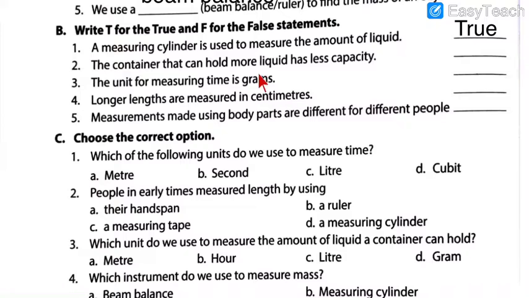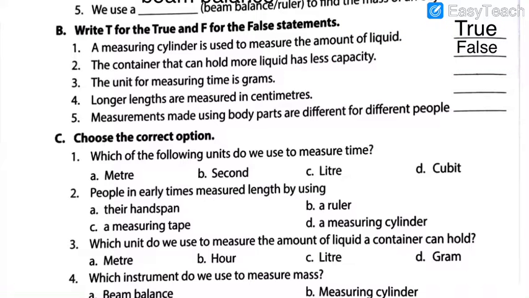Number 2, the container that can hold more liquid has less capacity. Oh, what is this? A container which can hold more liquid obviously might be having more capacity. A container holding less liquid has less capacity. It does not go inversely, right? So this statement is false, because here they are saying that a container holding more liquid has less capacity. No, that's not possible.